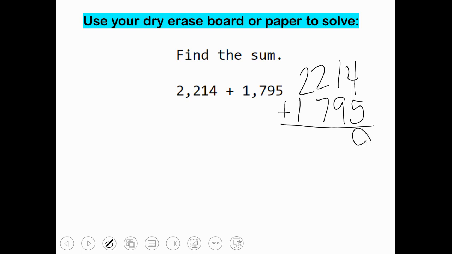4 plus 5 is 9. 1 plus 9 is 10, but I can't put 10 there because I can only put one digit in that place value. So I'm going to put my 0 of my 10 and put the 1 at the top. 1 plus 2 plus 7. I know 1 plus 2 is 3, and then 3 plus 7 is 10. Again, I cannot put more than one digit in that place value. So I'm going to put my 0, my 1 goes to the top. Now I'm going to say 1 plus 2 plus 1 is going to give me 4. So my answer is 4,009.